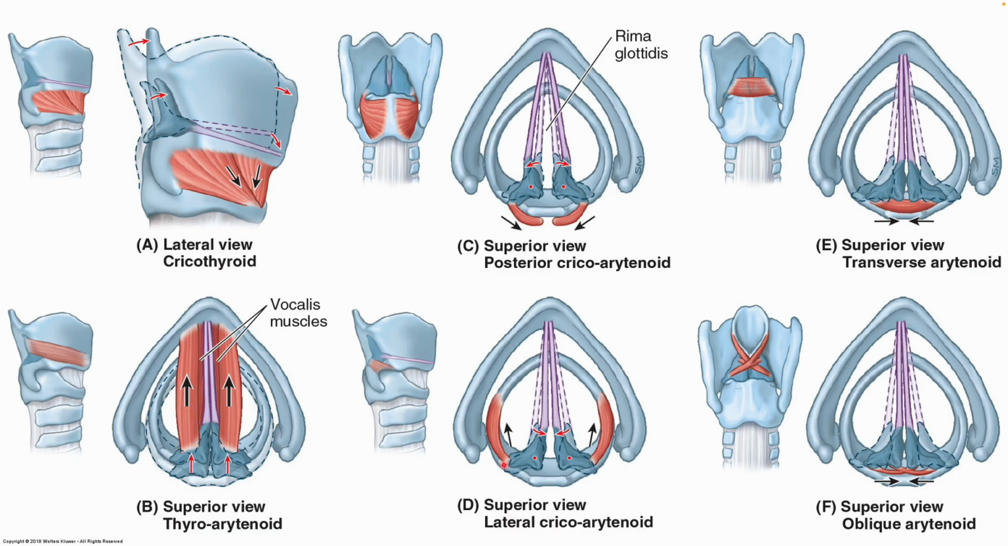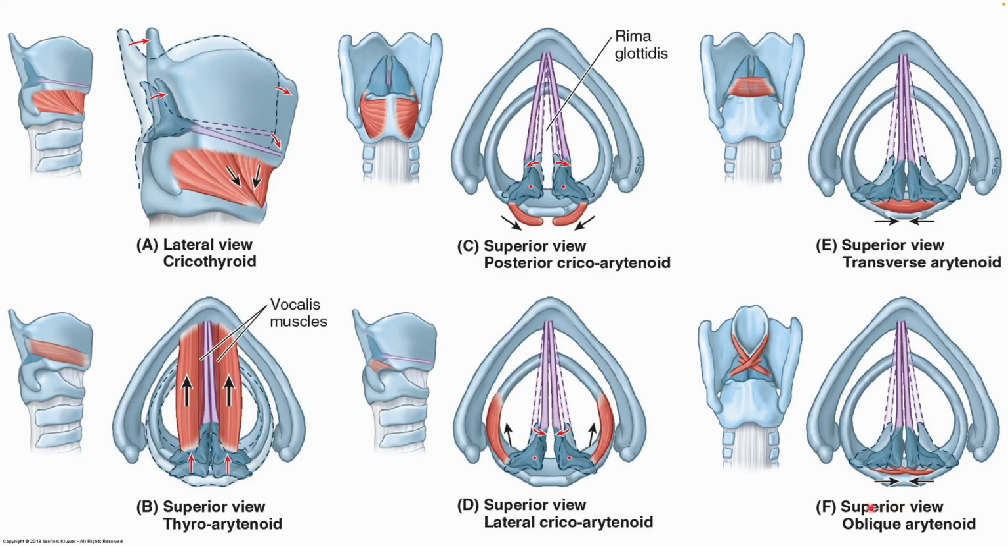Next, we have a superior view of our lateral cricoarytenoid. And that's going to be right here. And you can see that's going to pull up from the base, and that's also going to adduct towards the midline to close or narrow the pathway.